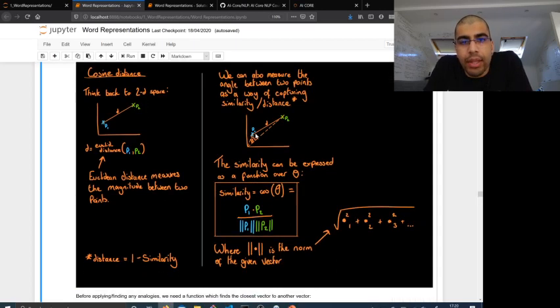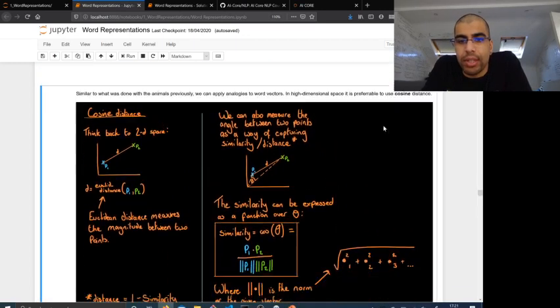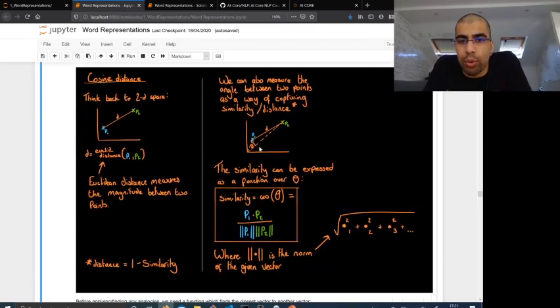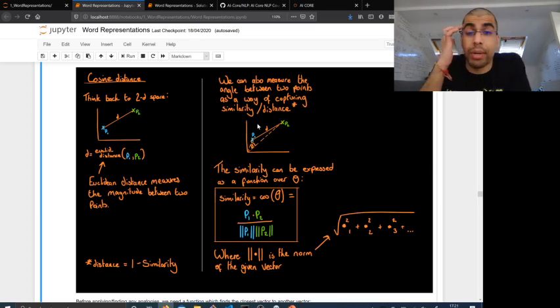And the similarity can be expressed, so here for P1 and P2, we can say that P1 is distance D apart from P2, where D is the theta angle distance. This similarity can be expressed as a function over theta, and it's called the cosine distance because it is cos theta, which will give you the answer to how similar P1 and P2 are.